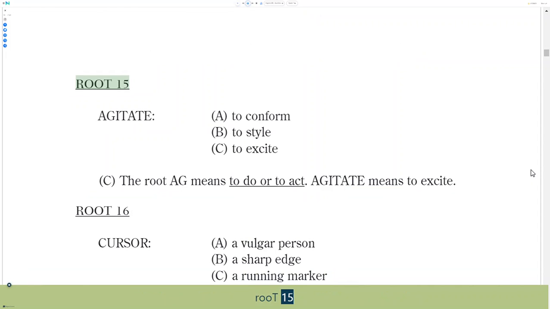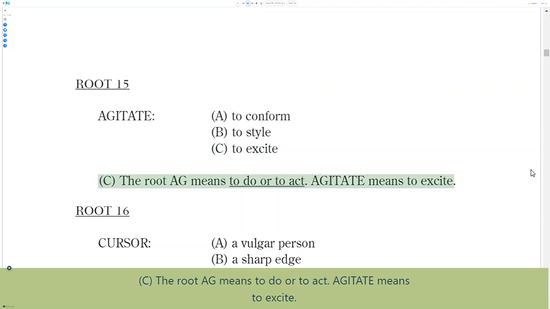Root 15. Agitate. A. To conform. B. To style. C. To excite. C. The root ag means to do or to act. Agitate means to excite.